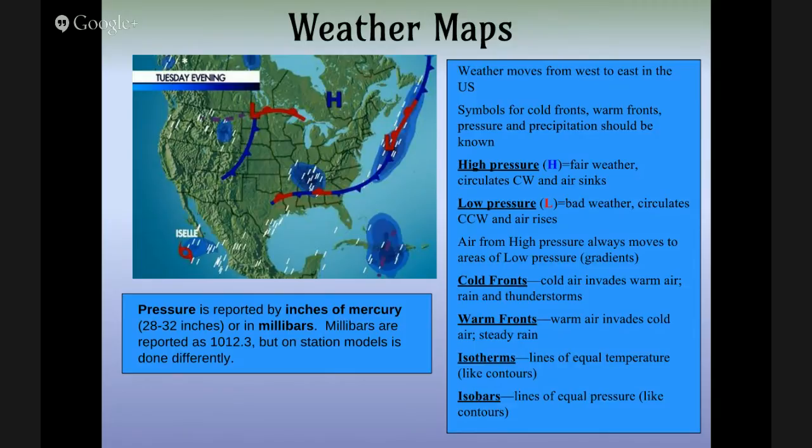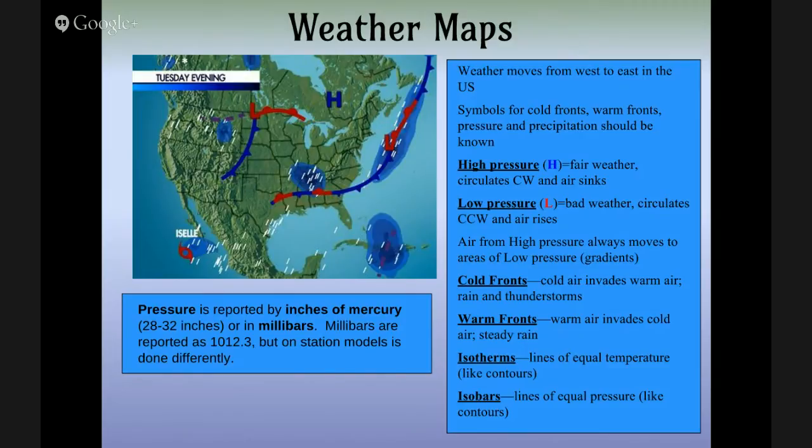High pressure brings fair weather. Fair means nice. And it circulates clockwise, and the air sinks. Right? High pressure, the sinking air causes high pressure. Low pressure brings bad weather or rain, and it circulates counterclockwise, and the air rises. Air from high pressure always moves to areas of low pressure, which are gradients.